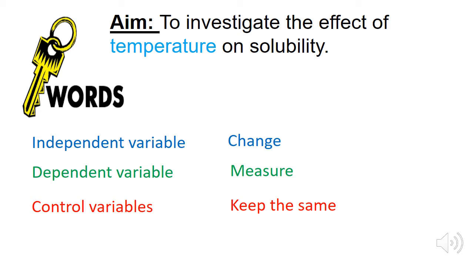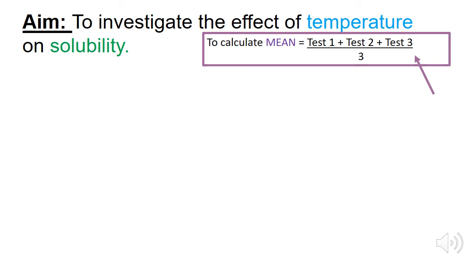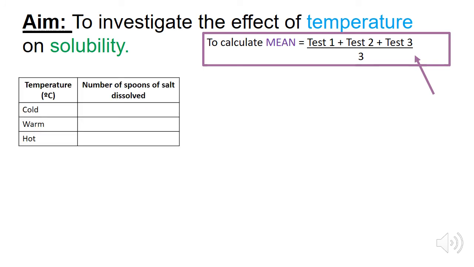Now the dependent variable is, some of you might have written solubility, but we need to be a little bit more clear than that. Now there's 2 ways you can draw this table. You could draw the table just like this, like it's shown there, where you're just going to do it once. So you'll count the number of spoons of salt that dissolve in cold, then in warm, then in hot.